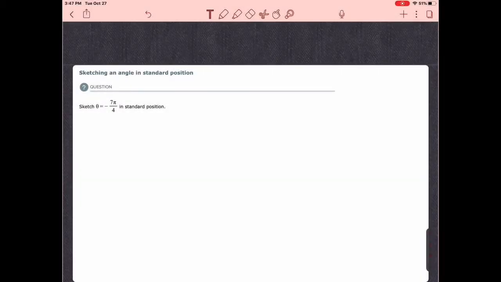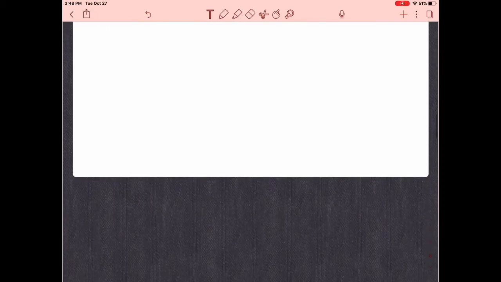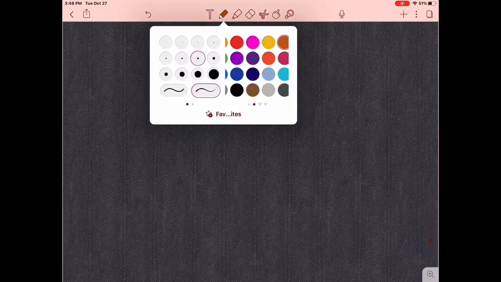Hi guys, let's talk about sketching an angle in standard position. So I'm going to teach you how to think through this in a way that you can reconstruct it when you need to. So let's do this, and let's get something bright, and let's talk about a circle.